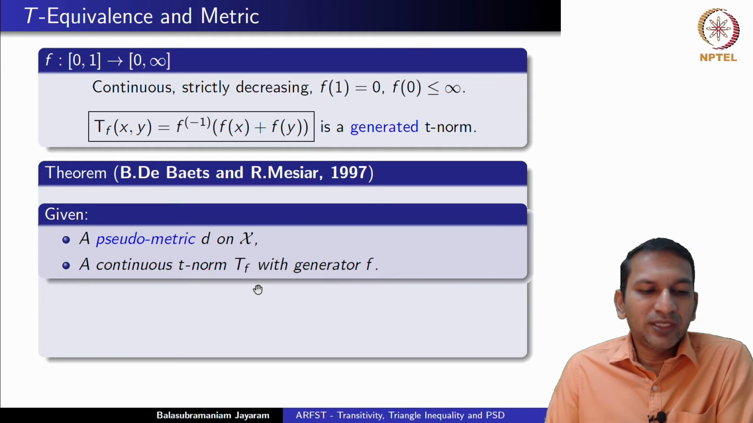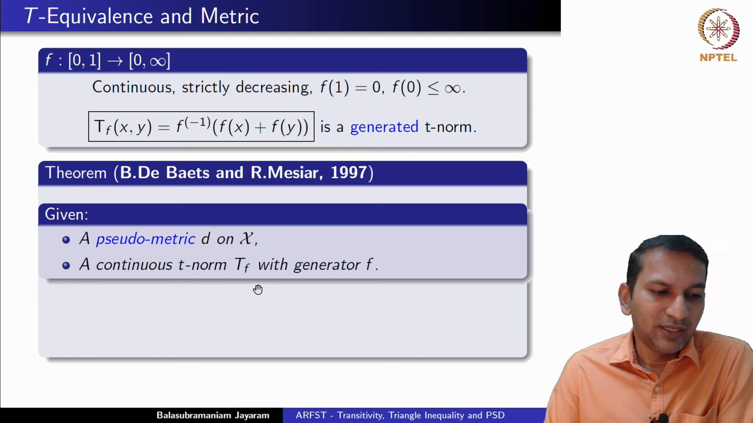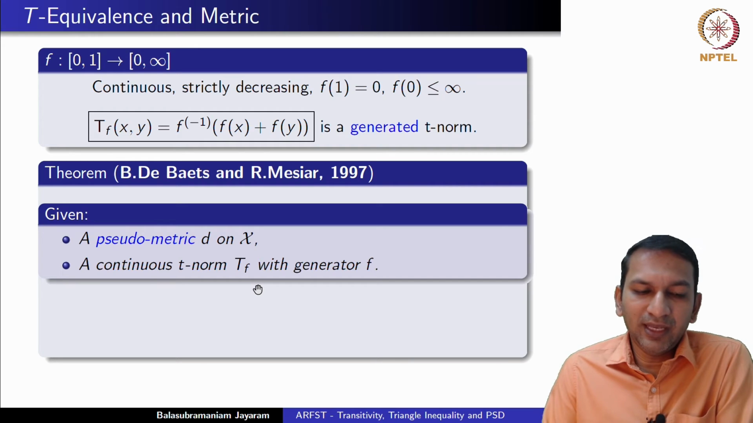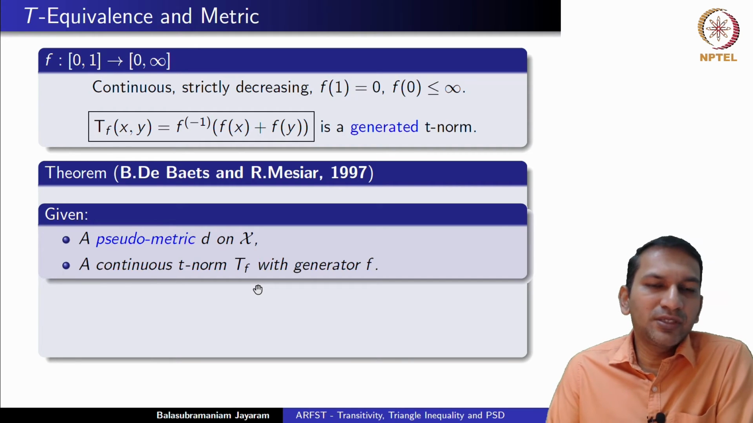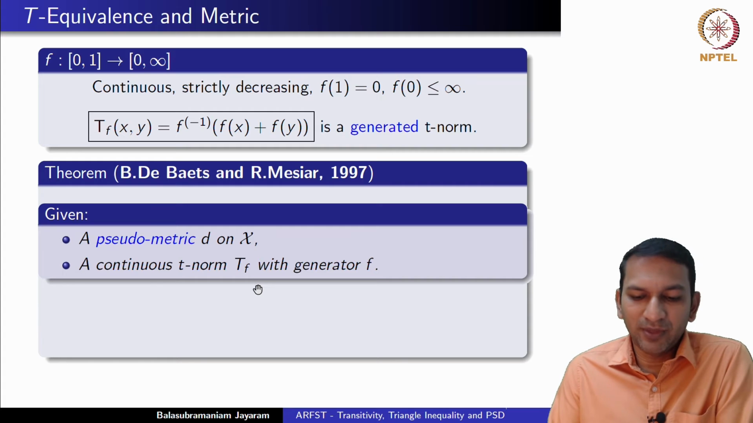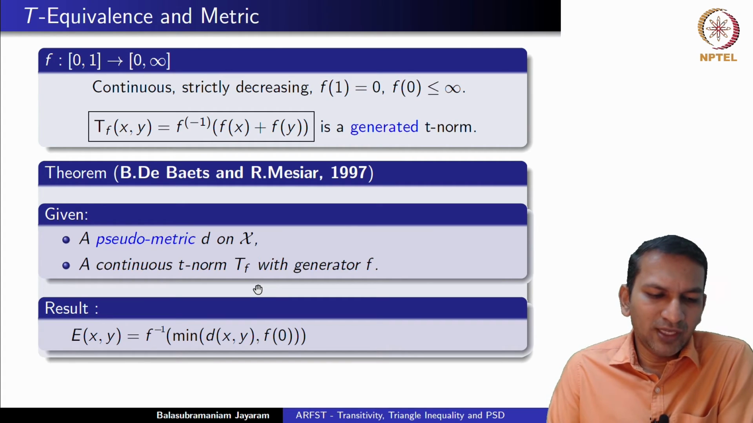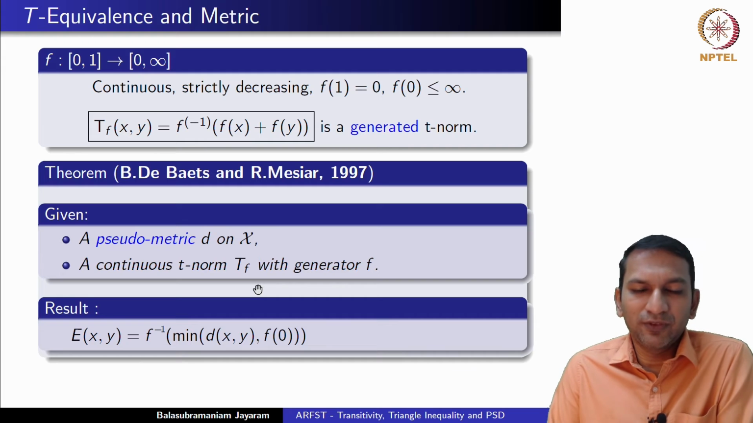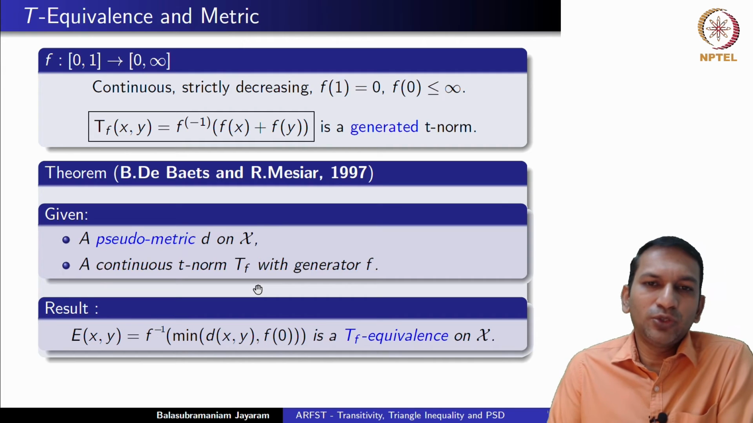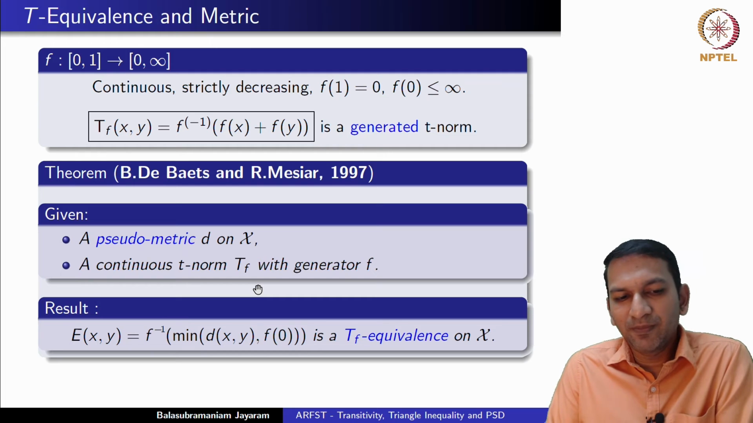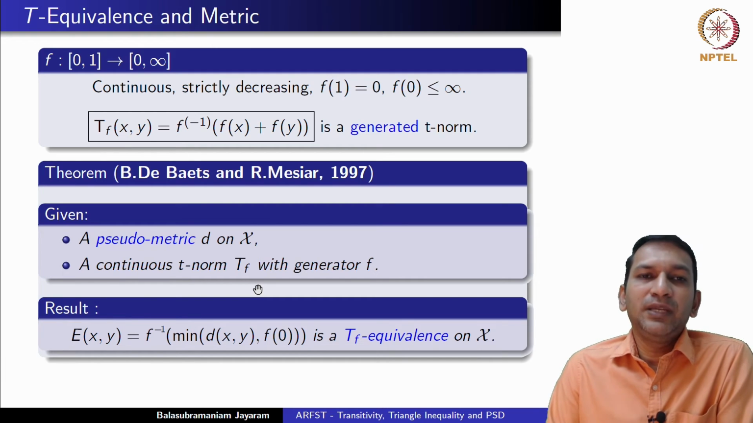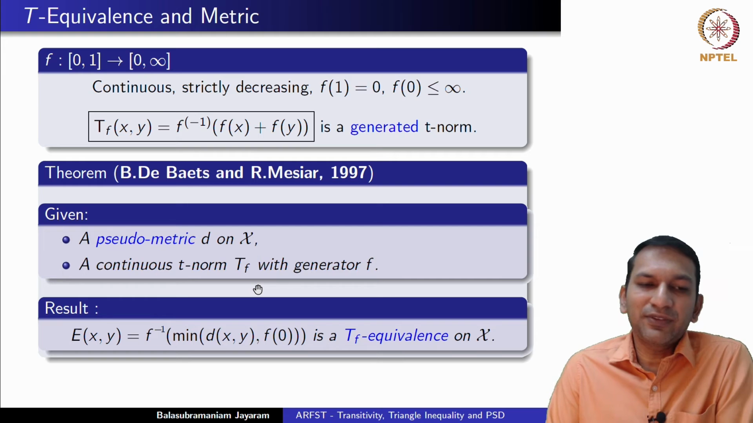They were also quick to see that on the converse, if you start with a pseudo-metric D and pick any continuous T-NOC which is generated from an f and define a relation E as follows, f inverse of min of d(x,y) from f of 0, then they were able to show this is in fact a Tf equivalence relation on X. So essentially taking the triangle inequality and then being able to relate it to the Tf transitivity.